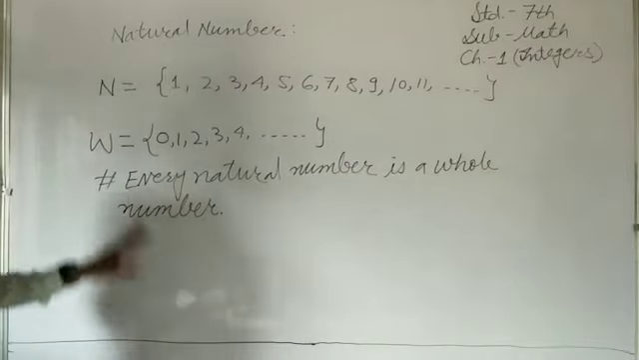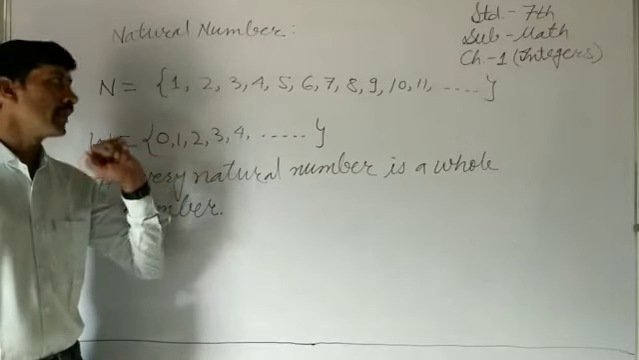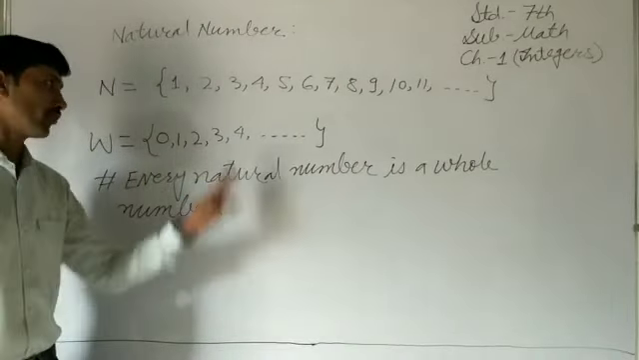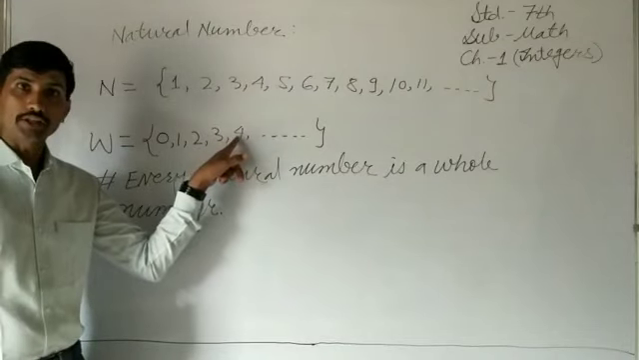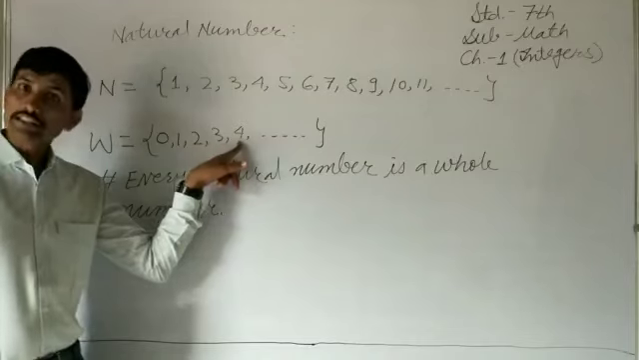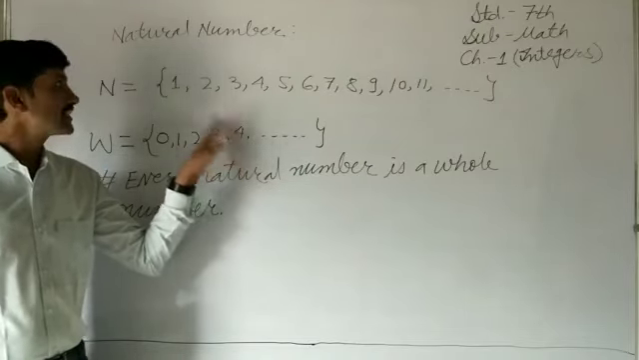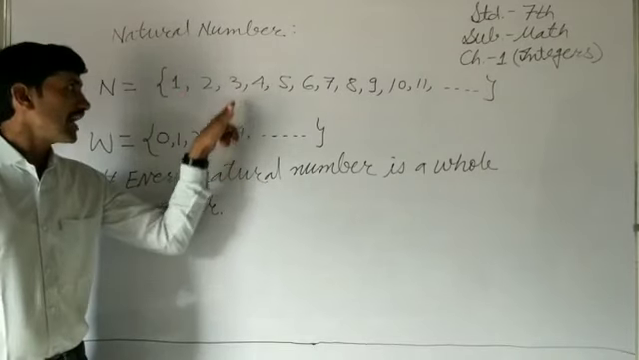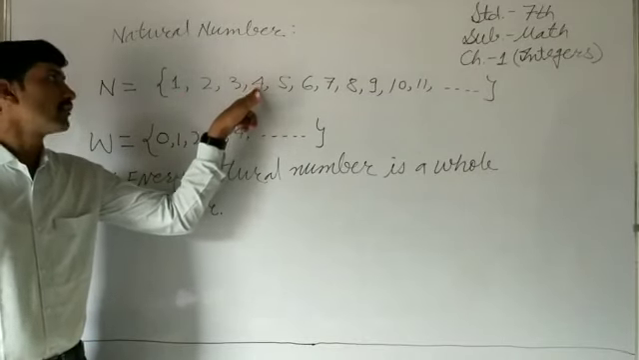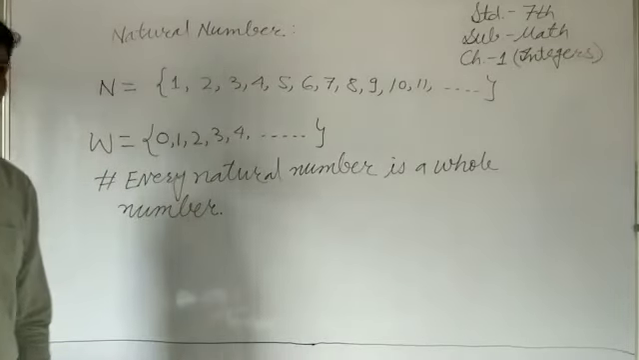But if I ask you, is every whole number a natural number? No. Let's take a whole number, 4. We are taking it from here because this is the collection of whole numbers. So 4 is here. Is it a natural number? To check whether it is a natural number or not, let us come to this collection. Does 4 exist here? Yes, 4 exists here. So that's why 4 is a natural number also.